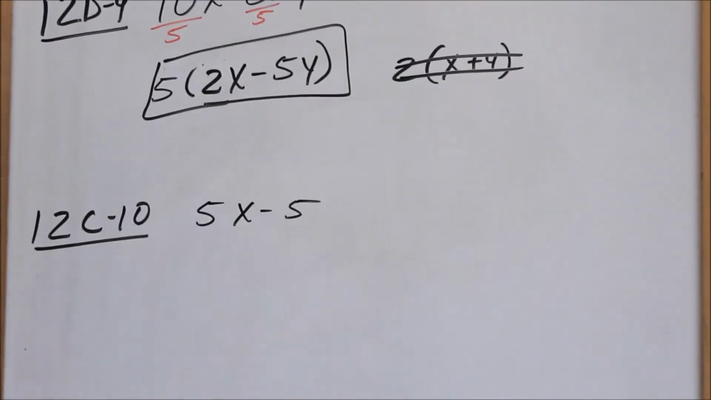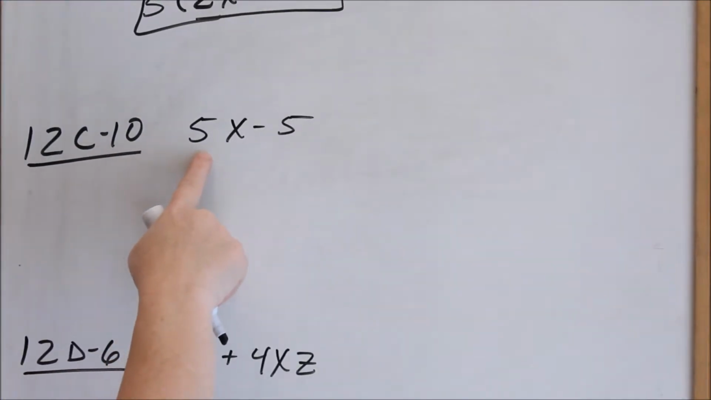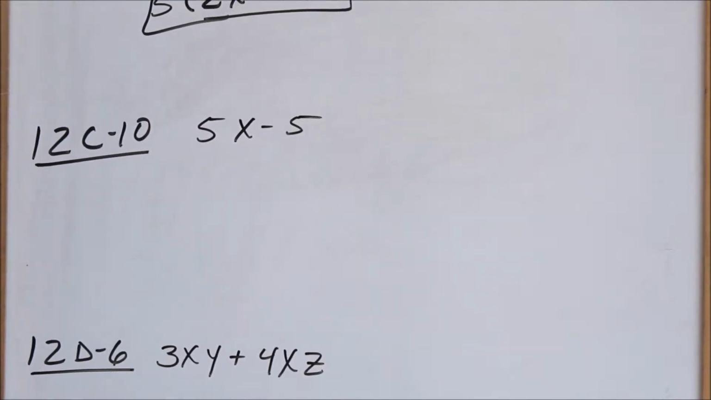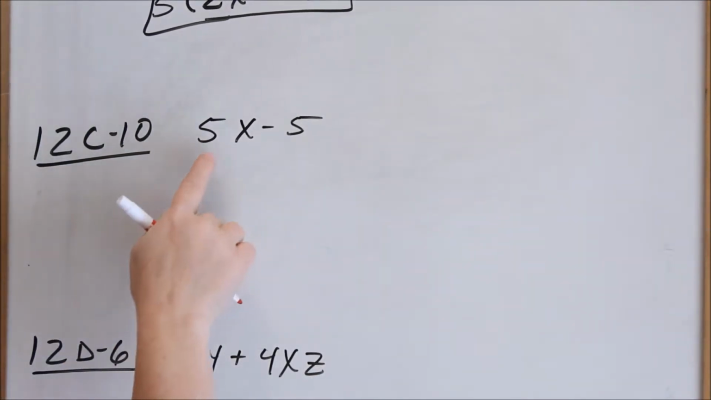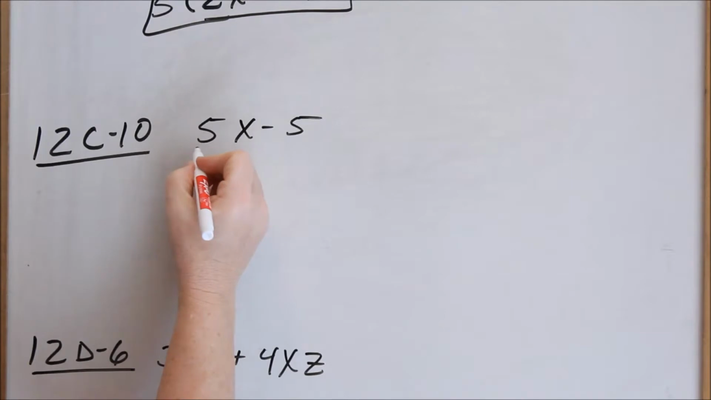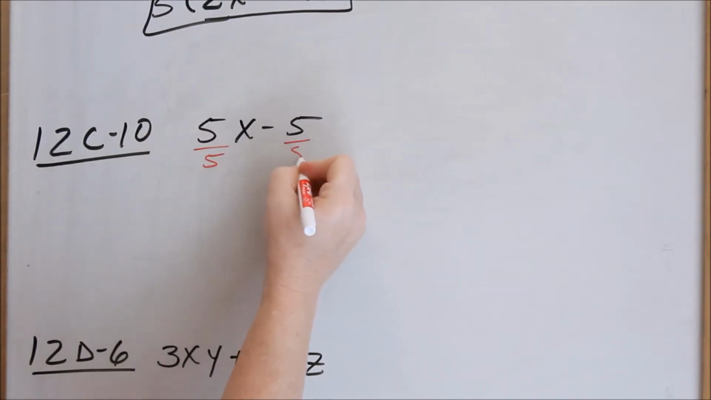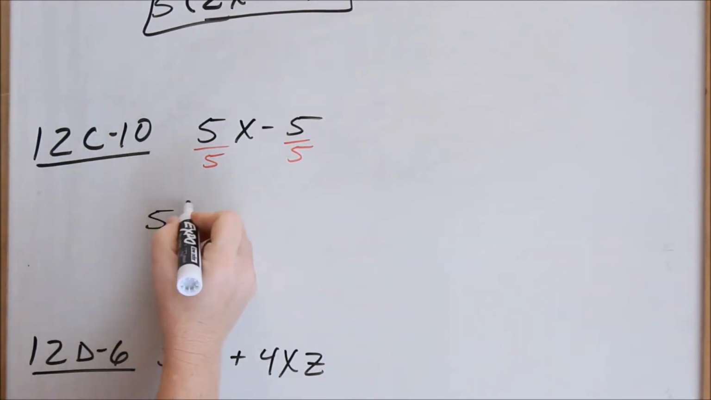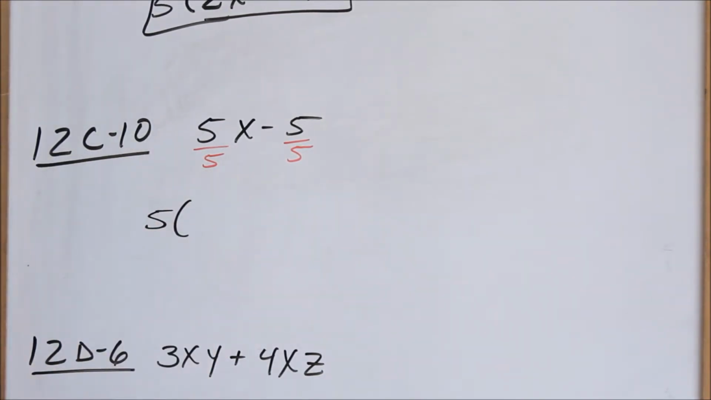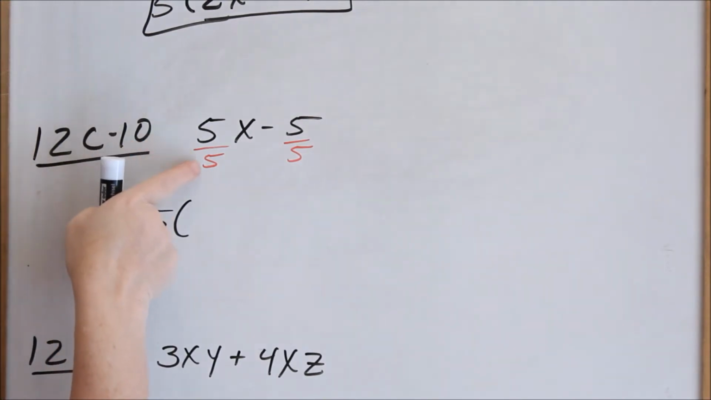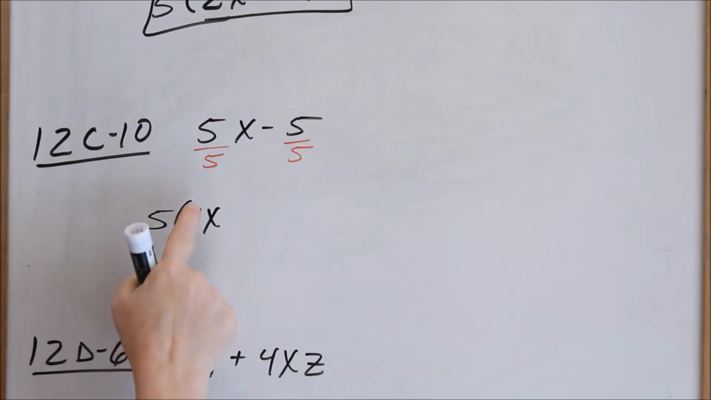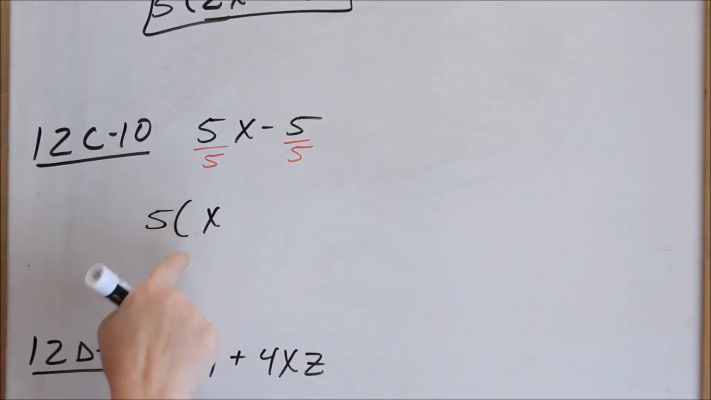Now looking at 12C number 10, again, you're looking at your numbers. 5x minus 5. Look at the numbers first. What is the most you can divide out of 5 and 5? Yes, 5. Okay, so whatever you divide out, you write in front, and then you write what is left over in parentheses after you divide. 5 divided by 5, 1, and you still have the x, 1x. You don't have to write the 1, you can just write x.